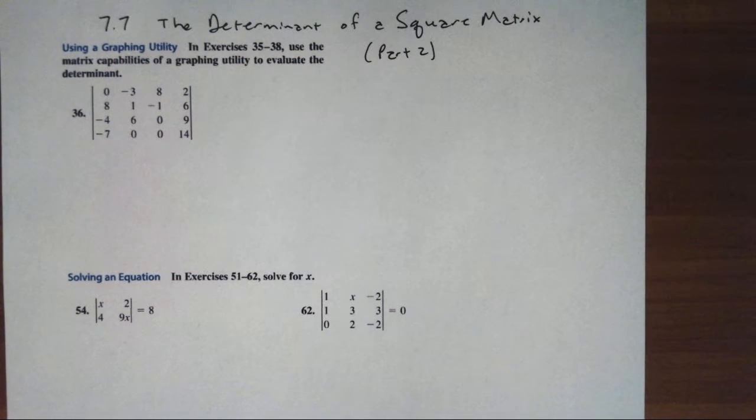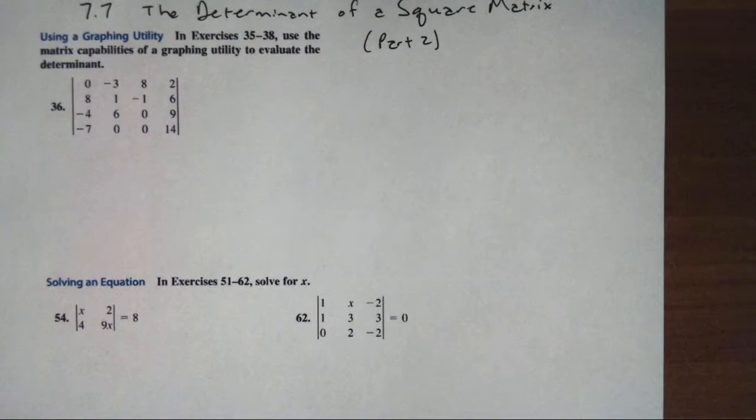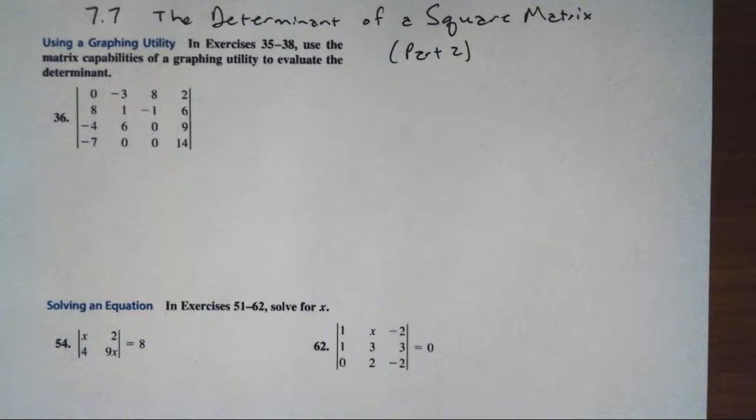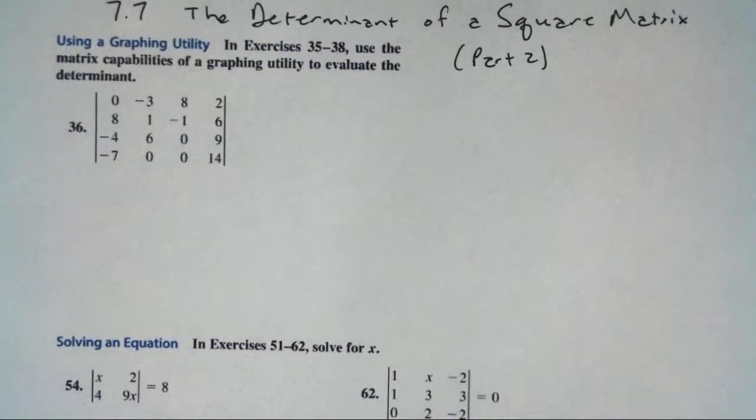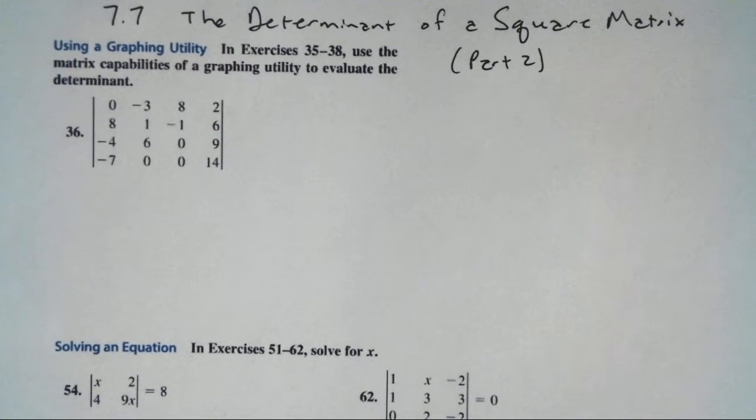Welcome to 7.7, the determinant of a square matrix, part 2. This is going to be pretty quick and I believe pretty simple, although there's a little trick to 54 and 62. But first off, we're just going to find a determinant, and again, this is part 2.